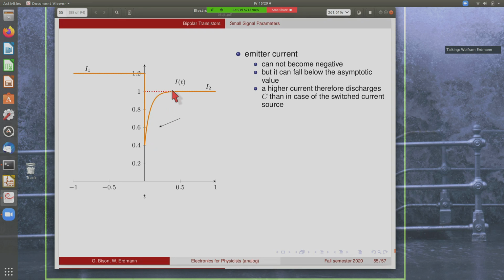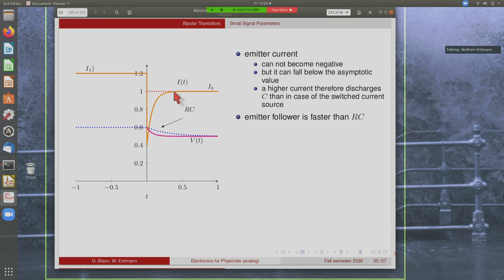And in this way, the transistor circuit can discharge the capacitor much faster than the simple RC curve. So here you get the RC behavior, which is much slower, and here you are faster because you initially drop much below the asymptotic value.